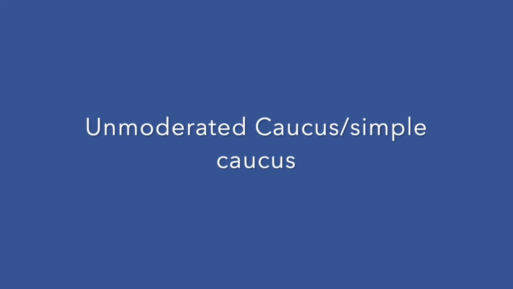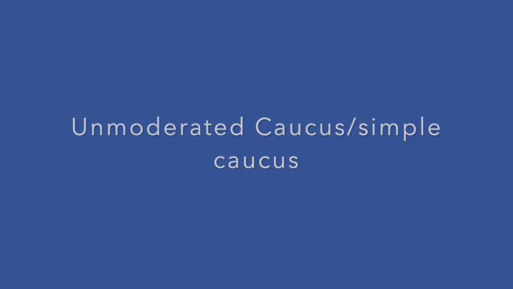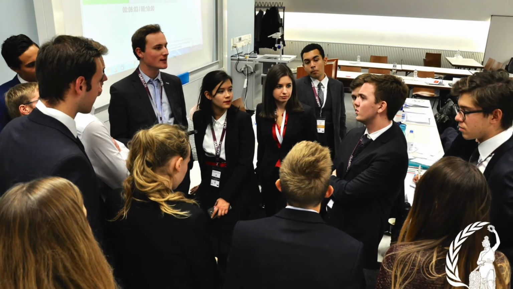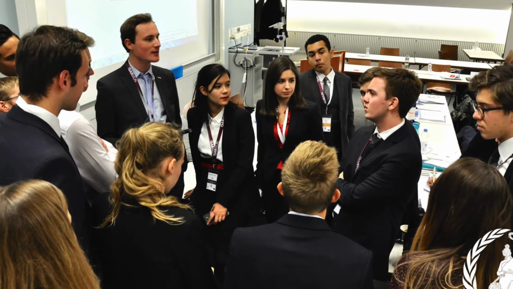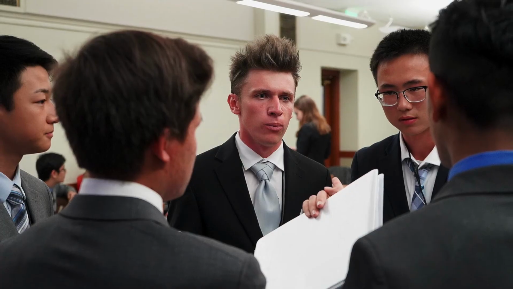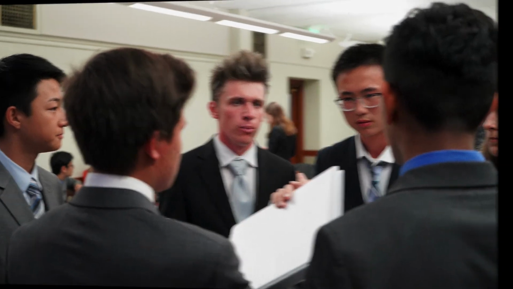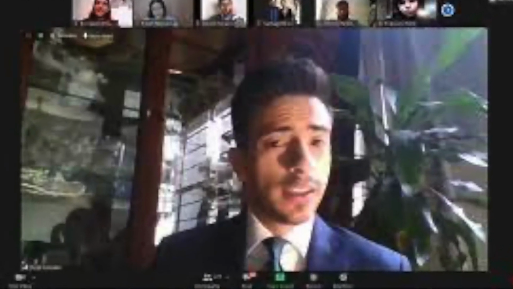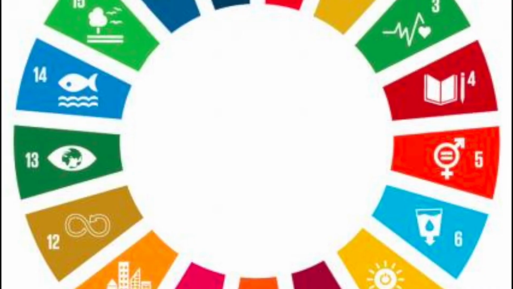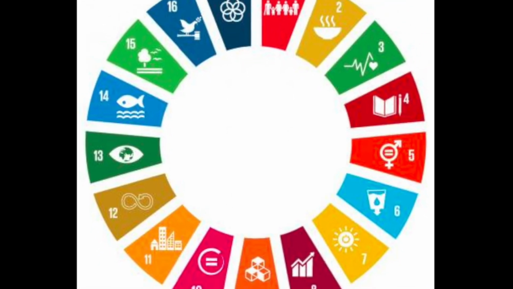Number 3. Unmoderated caucus. An unmoderated caucus is a debate format in which the delegates can speak freely without the moderator's guide. It is mainly used for negotiation and the writing of working papers and resolutions. Through 3 days of debate and negotiation, delegates work hard to achieve a resolution for the topic, which will be voted and set as a possible solution from youth to the world.